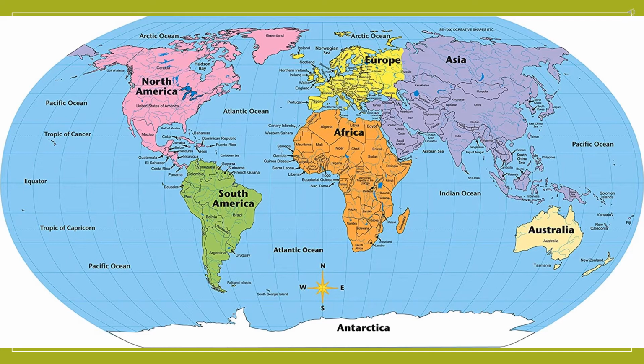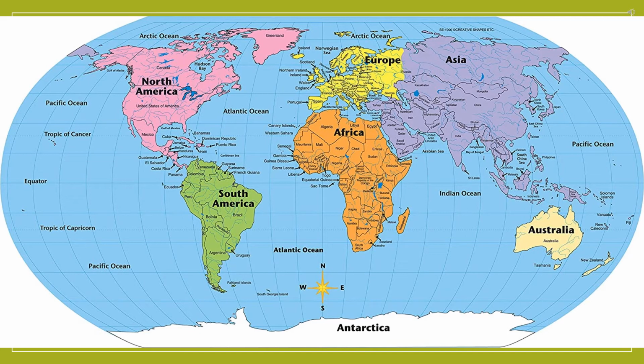The largest continent of the world is Asia. The second largest continent is Africa. The smallest continent is Australia. The coldest continent is Greenland. The inhabitants of Greenland are called Eskimos. The largest island in the world is Greenland.